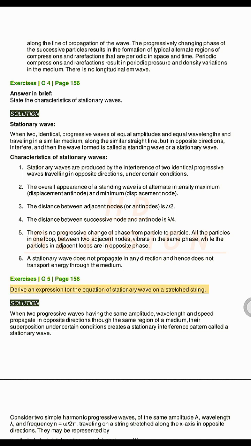Derive an expression for the equation of stationary wave on a stretched string. Solution. When two progressive waves having the same amplitude, wavelength and speed propagate in opposite directions through the same region of a medium, their superposition under certain conditions creates a stationary interference pattern called a stationary wave. Consider two simple harmonic progressive waves, of the same amplitude A, wavelength lambda, and frequency n = omega/2 pi, traveling on a string stretched along the x-axis in opposite directions.